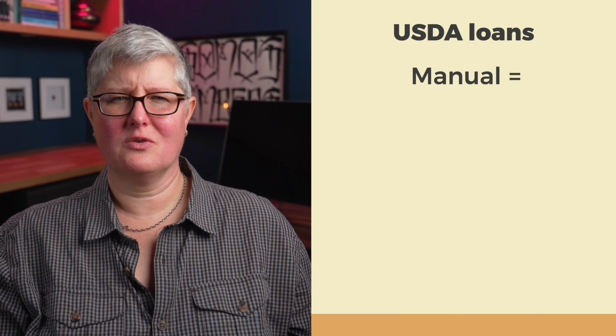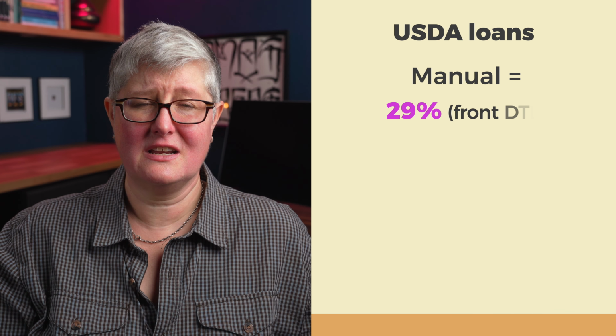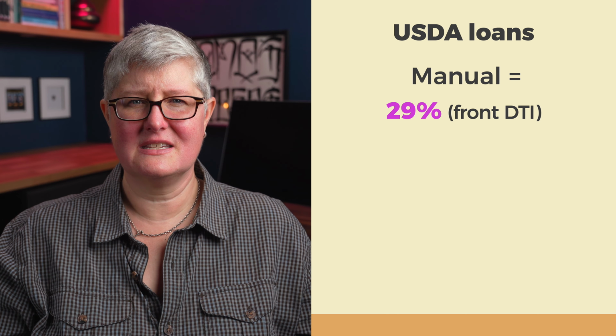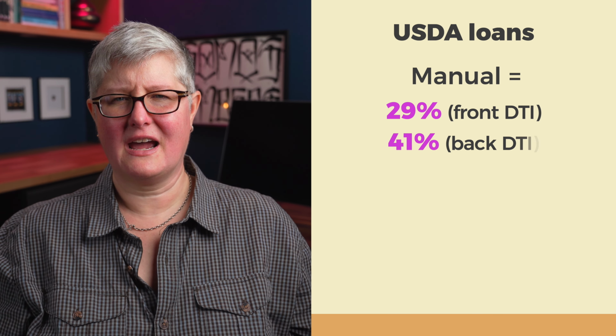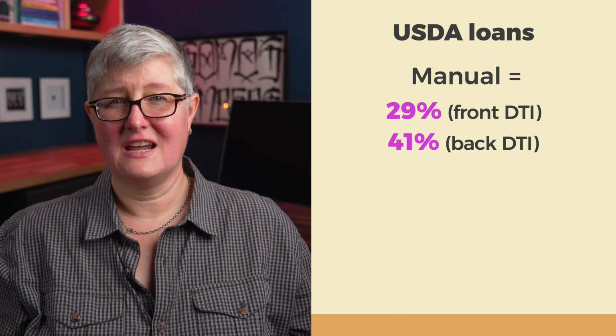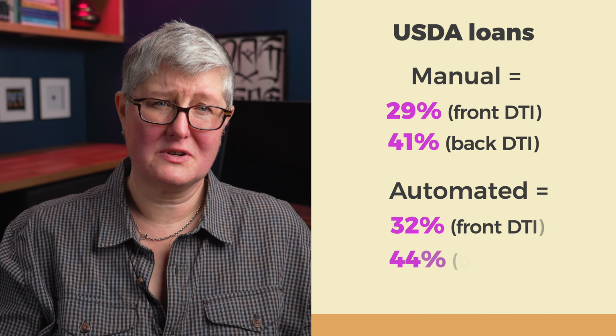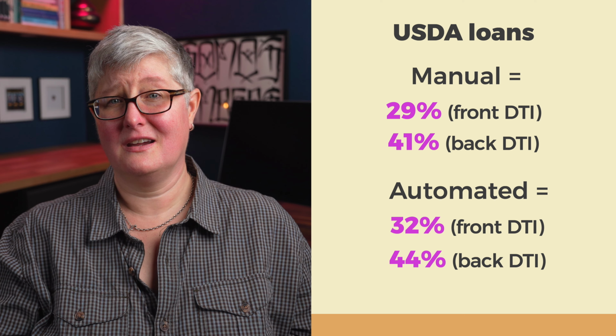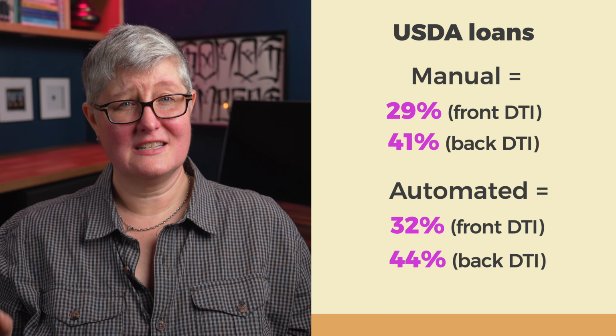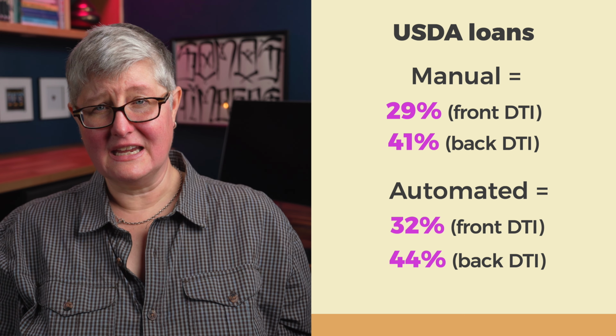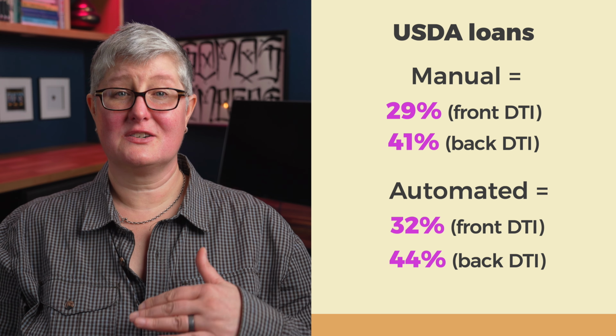And USDA loans are a little bit of an outlier in that they have very tight debt to income ratio requirements: 29% front, that's the housing expense, and 41% back for manually underwritten loans. And that's only expanded to 32% front and 44% back for loans approved by GUS. But GUS is, as I mentioned, kind of a meanie and has the highest refer rate of any AUS.